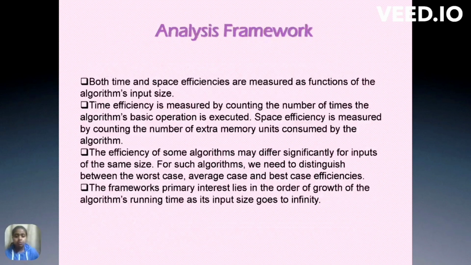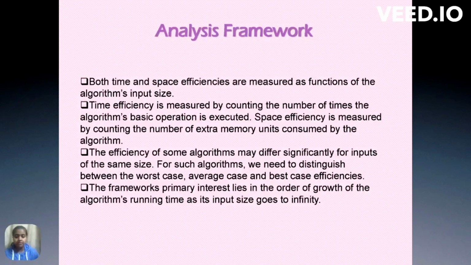Analysis framework. Both time and space efficiencies are measured as functions of the algorithm's input size. Time efficiency is measured by counting the number of times the algorithm's basic operation is executed. Space efficiency is measured by counting the number of extra memory units consumed by the algorithm. The efficiency of some algorithms may differ significantly for inputs of the same size. For such algorithms, we need to distinguish between the worst case, average case, and best case efficiencies. The framework's primary interest lies in the order of growth of the algorithm's running time as its input size goes to infinity.